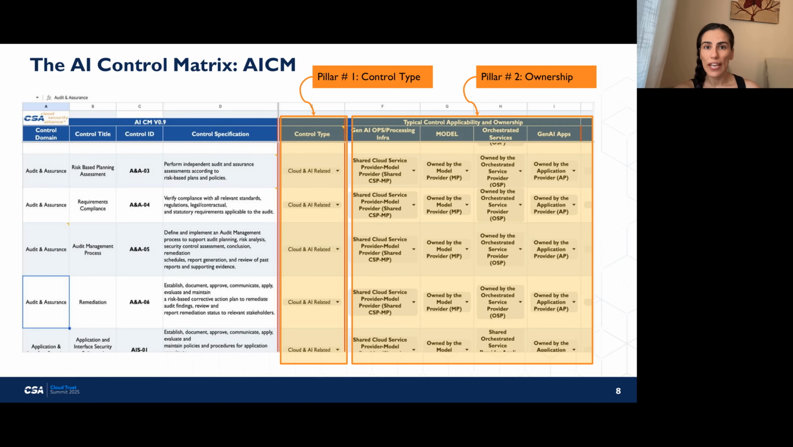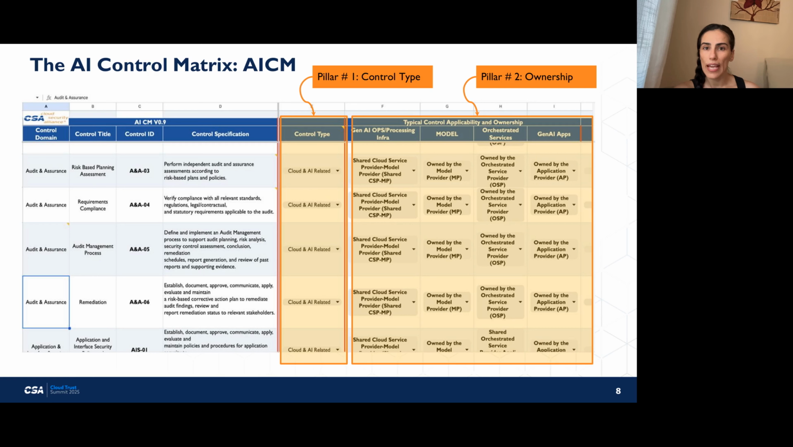Then moving on to the next pillar or category, we are mapping these controls to AI systems actors who are responsible for implementing them across the 4 layers of the Gen AI service delivery model: the Gen AI operations, the model layer, the orchestration service layer, the Gen AI application layer.